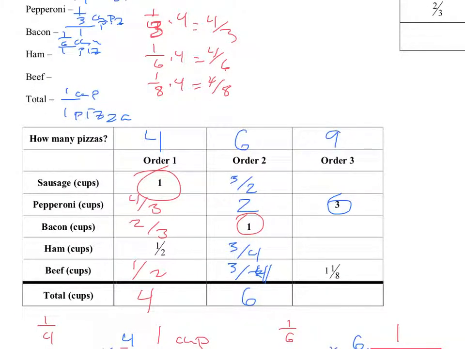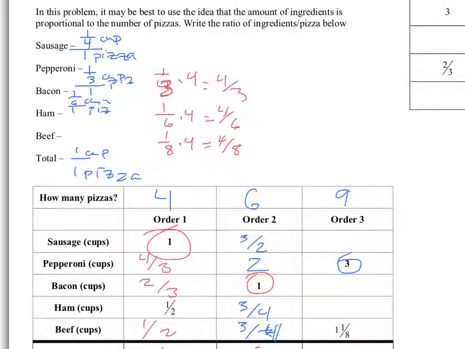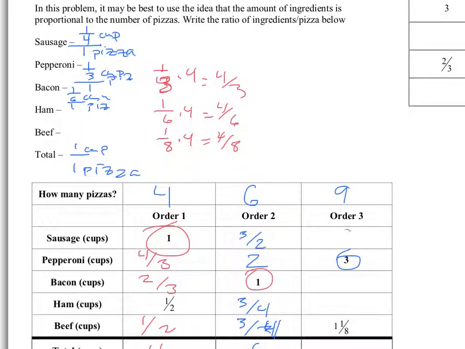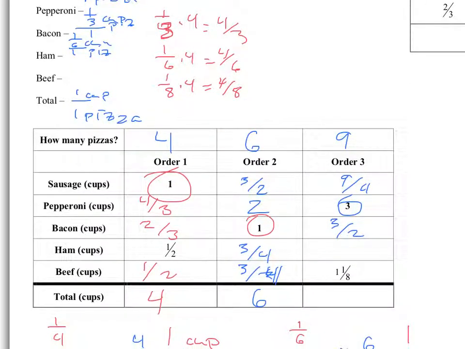Again, jumping through each of those multiplications, this is going to give me 9 times 1/4. That's going to be 9/4. The pepperoni already taken care of. The bacon, 9 times 1/6. That's going to be 3/2. The ham is in 8ths. So that's going to be 9/8. Which actually we know it's the same as that. And that's going to give me a total of 9 cups of ingredients.